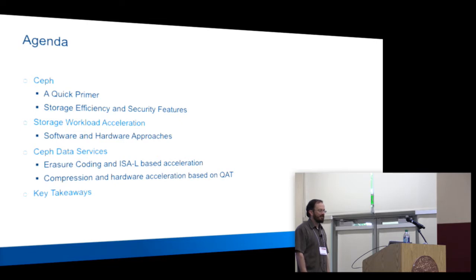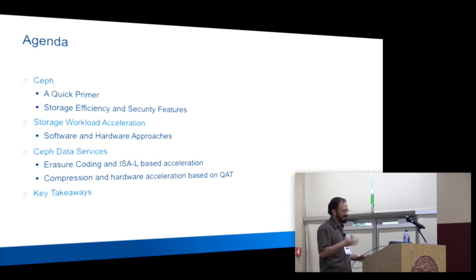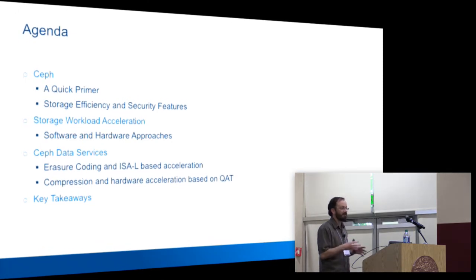So the agenda is a little bit about Ceph and some of the efficiency and security features that are in Ceph, and in particular about how this hardware acceleration POC was done. And then a little more about Ceph data services, including Ceph erasure codes and how it's currently done. And you can use ISA-L for erasure coding acceleration and compression hardware acceleration using QAT, which is our Intel QuickAssist technology, the specific hardware offload engines from Intel.